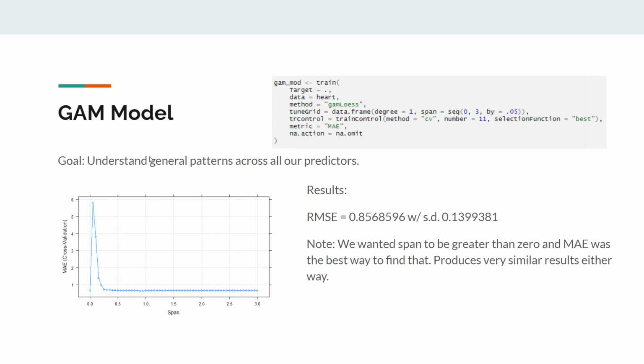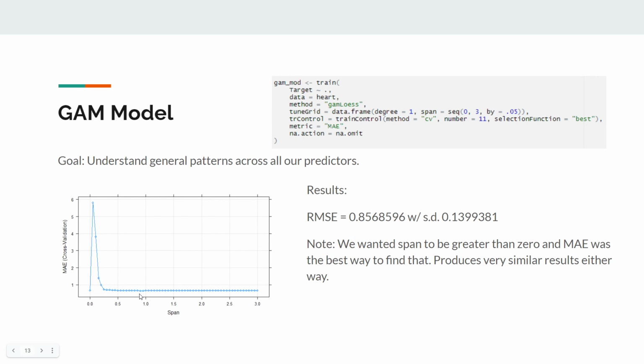So let's try this in another way. Let's look at a GAM model. Let's plug in all of the data into this GAM model also. And when we do this, we actually get an RMSE of 0.85 with a standard deviation of about 0.14. And notice we actually use the best selection function here. And that's because if we didn't, we'd choose a span of 0, which would end up messing with some of our results.